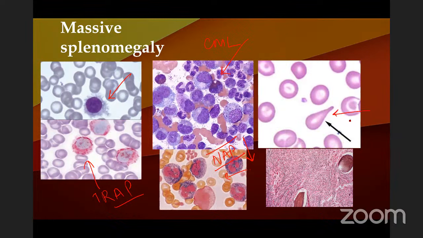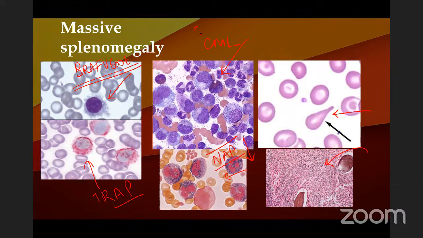Whereas these are teardrop cells, which you can see in primary myelofibrosis, and not only in primary, even in secondary myelofibrosis. The catch point is massive splenomegaly seen in myelofibrosis. And if you do reticulin stain, you will be able to see that there is reticulin fibrosis. Please remember the mutations here for hairy cell leukemia. 100% of hairy cell leukemia have BRAF V600E, and I've already told you there is also an Instagram video for BRAF, which everybody should revise.